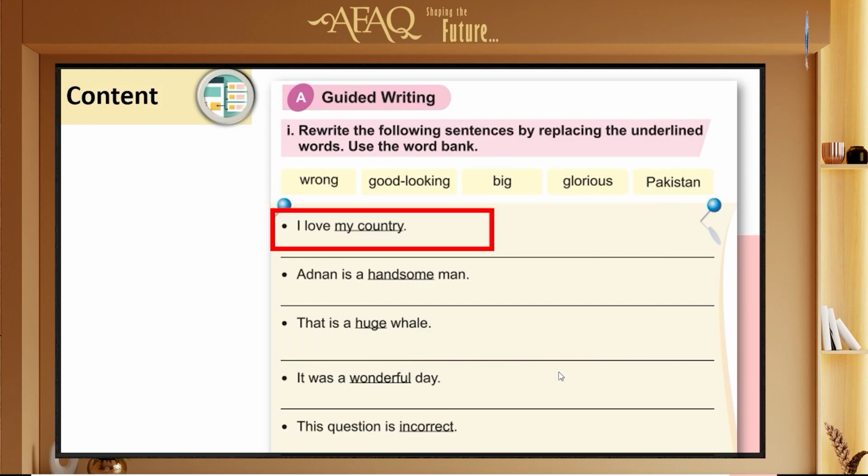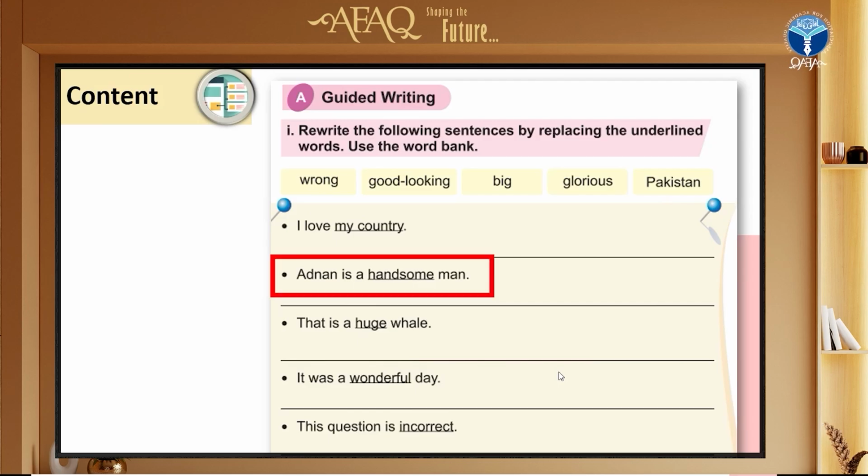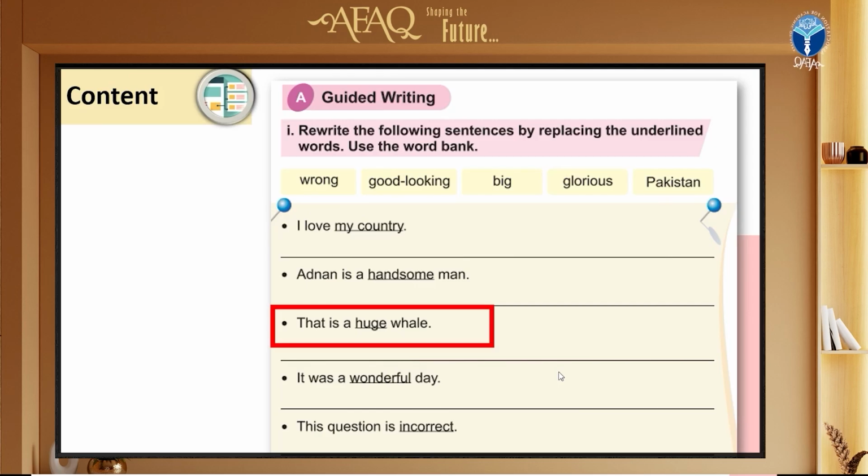The first sentence, I love my country. My country is underlined. What word can be replaced with my country? Yes, Pakistan. Adnan is a handsome man. So the word which means handsome, yes, you can add good looking instead of handsome. That is a huge whale. So what word relates with huge? Big. That is a big whale. And the next 2 sentences are going to be done in the same way.